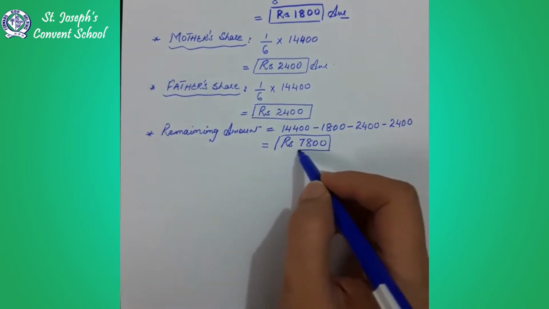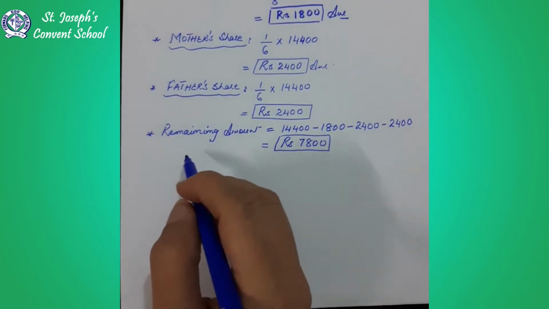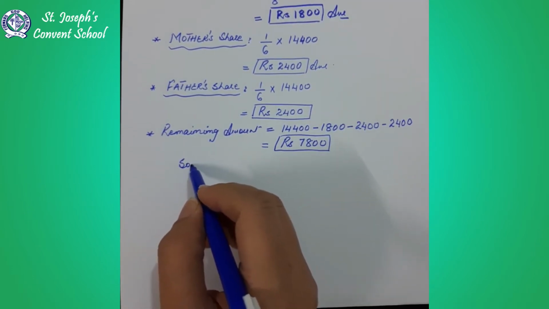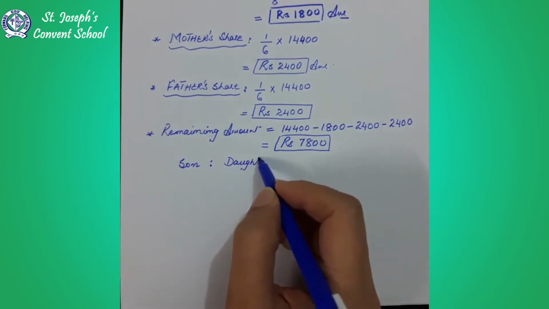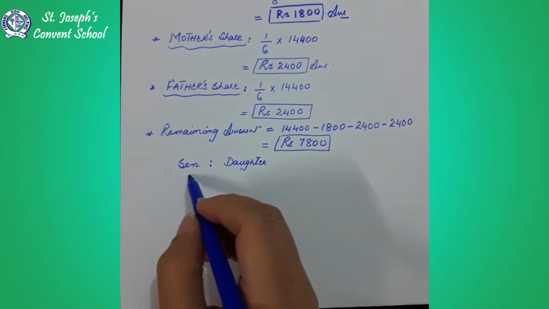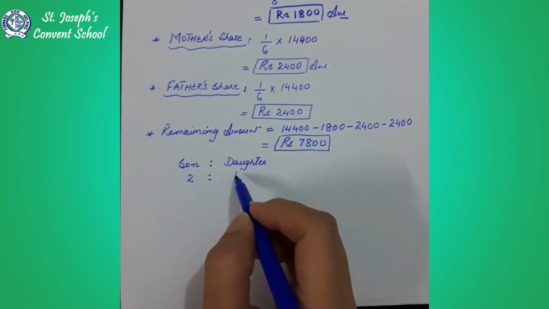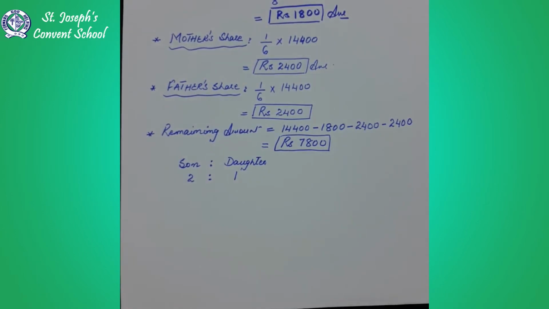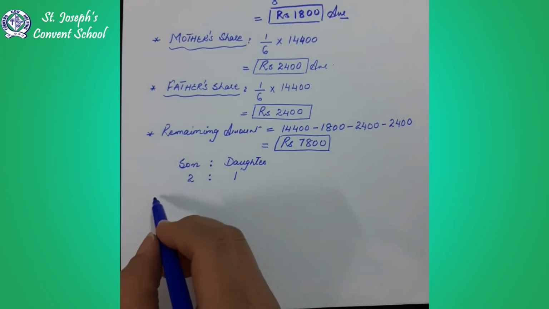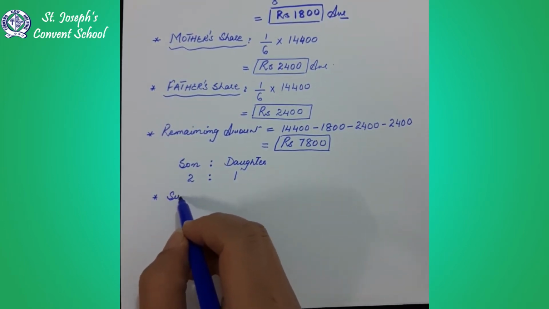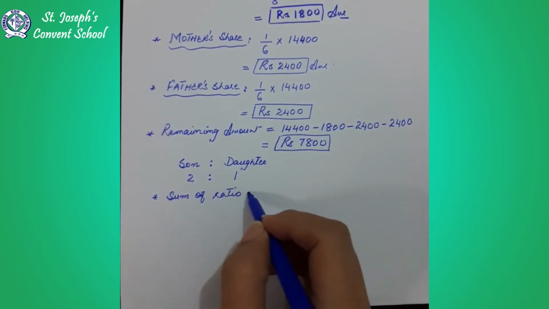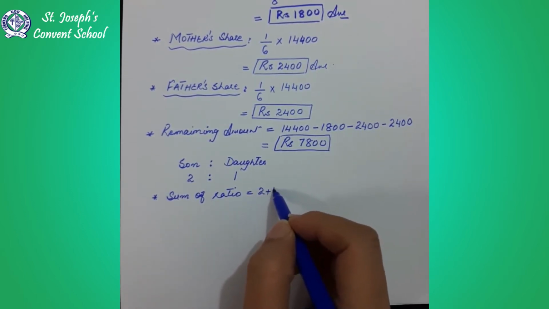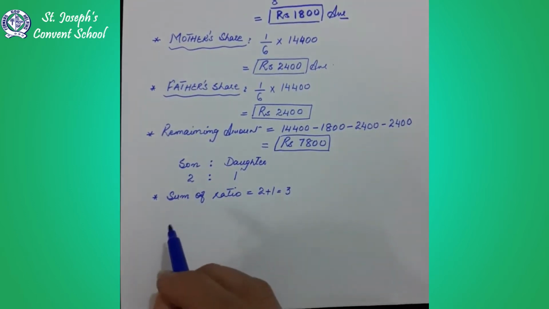Now this remaining property you have to divide among son and daughter. Now ratio is given in the question. So the ratio between son and daughter is 2 is to 1. Now we have done in proportional questions what you do when the ratio is given. You find the sum of ratios. You'll add them. 2 plus 1 is 3. Now we will divide this.